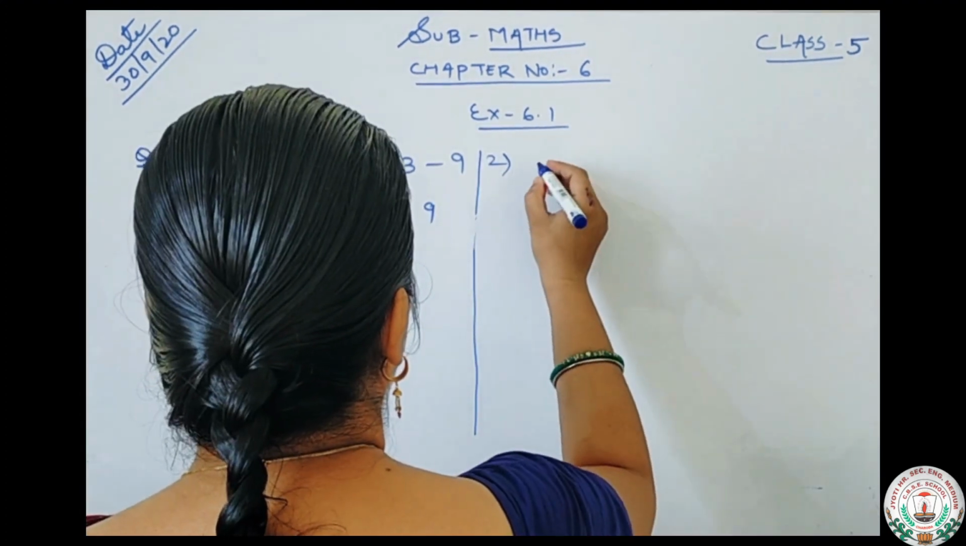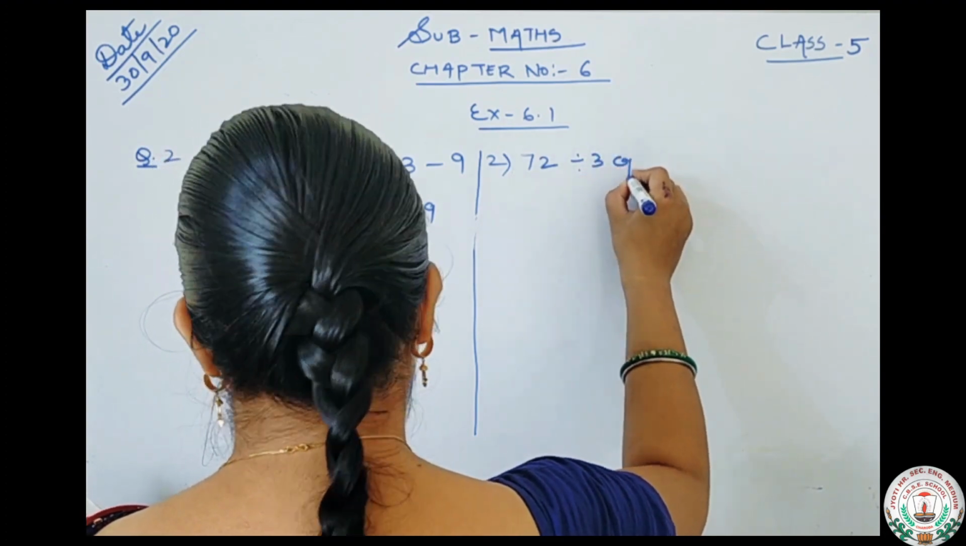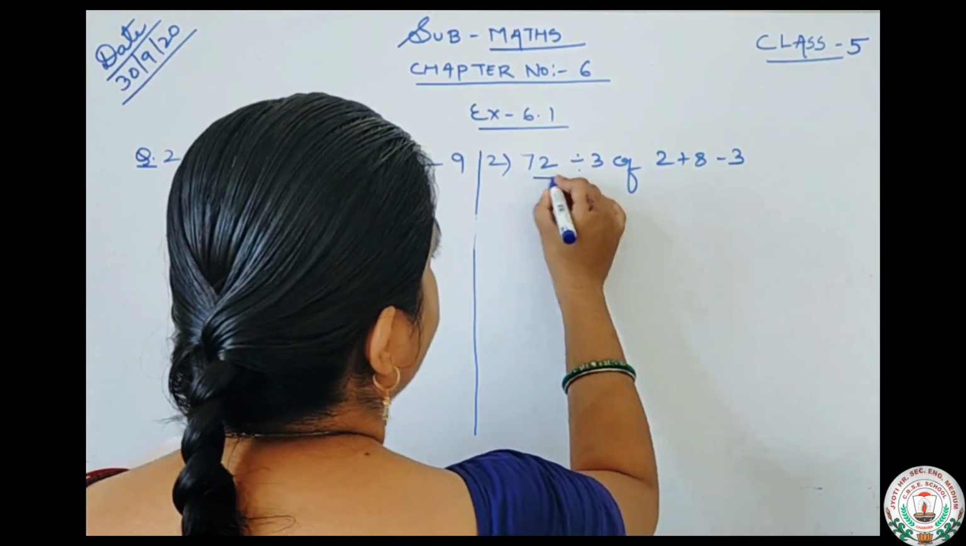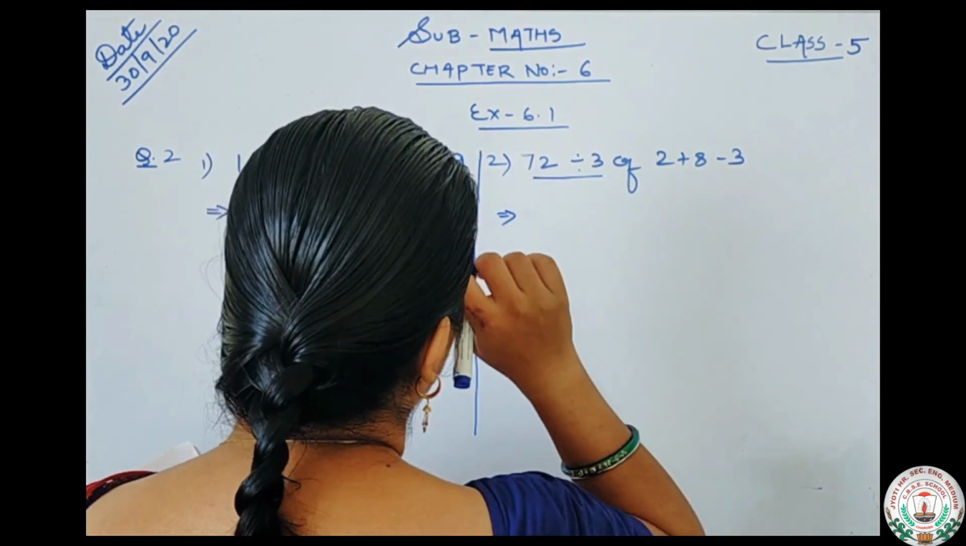Now number 2 is 72 divided by 3 of 2 plus 8 minus 3. So first we will do this and then we will solve the following. 72 divided by 3.